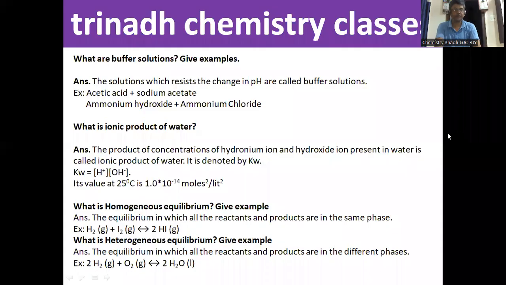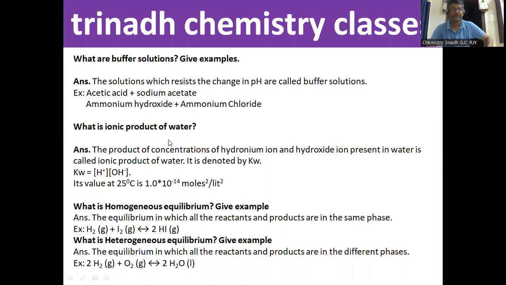Next one is, what are buffer solutions? Give examples. The solutions which resist the change in pH are called buffer solutions. Buffer solutions are of two types, acidic buffer and basic buffer. Examples for acidic buffer are acetic acid and sodium acetate. For basic buffer, ammonium hydroxide and ammonium chloride.